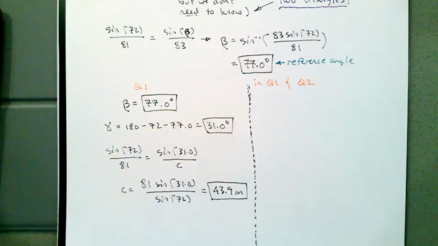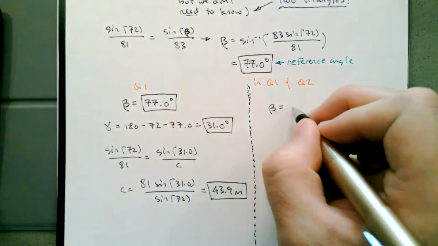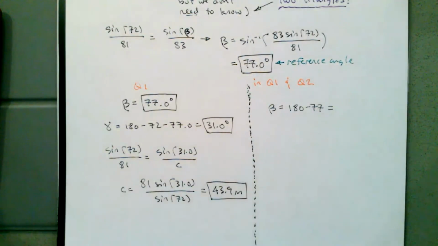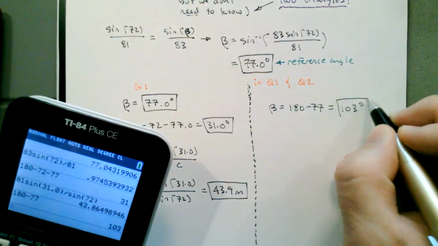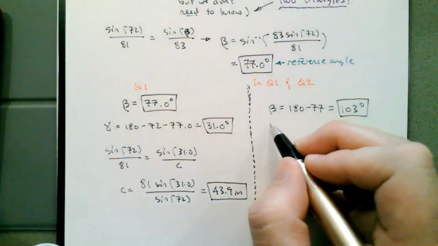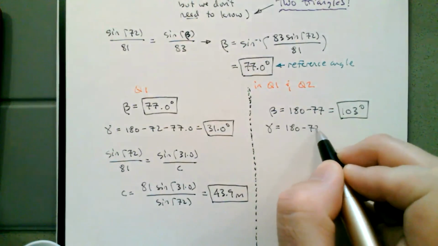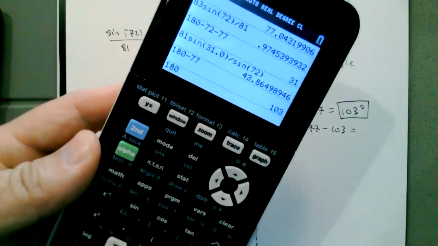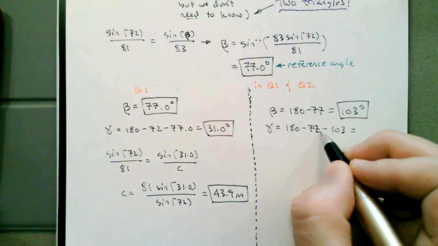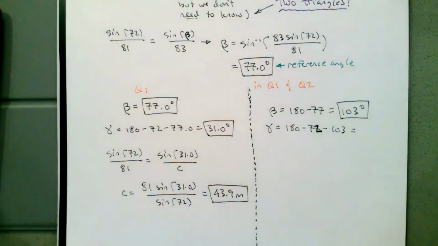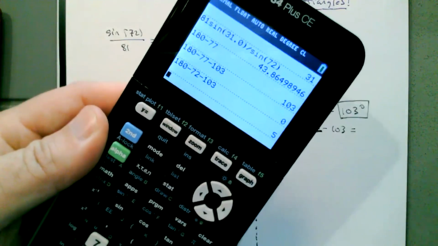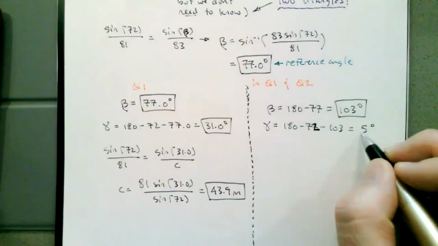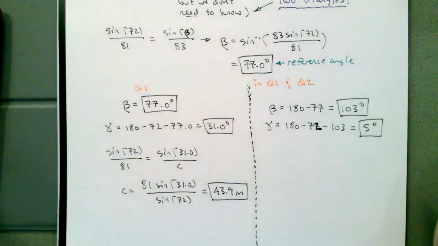We have to have the beta for a 77 degree reference angle in quadrant 2. So our other beta is going to be 180 minus 77, or 103. Now that we have two angles, our other gamma is going to be 180 minus 72 minus the 103. Oops, 72. Yikes. 180 minus the 72 minus the 103 gives five. Very flat triangle. But that's okay.